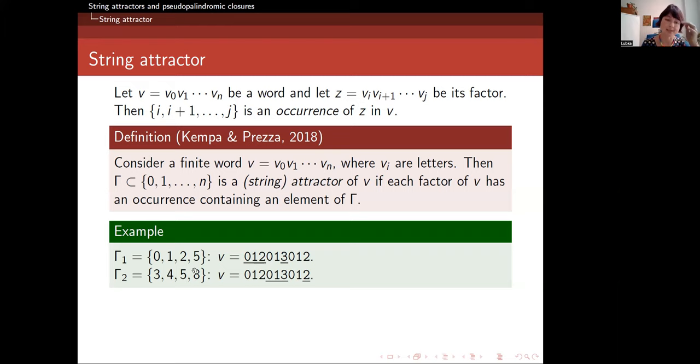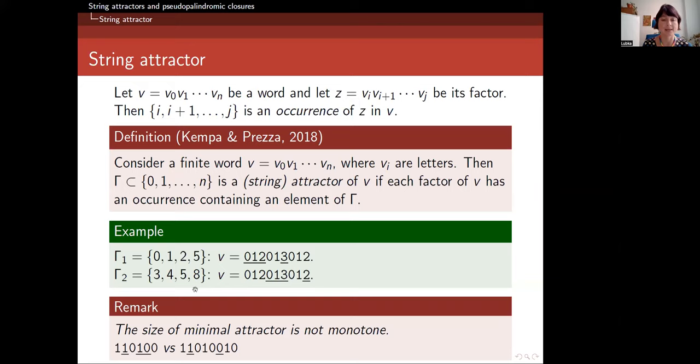And here we have another one. So the attractor is not unique. Even the minimum size attractor is not unique, because in this case, these two attractors are of minimum size. You can easily observe that each attractor is at least of the same size as the alphabet of the considered word, so in this case, 4. So this is the definition.